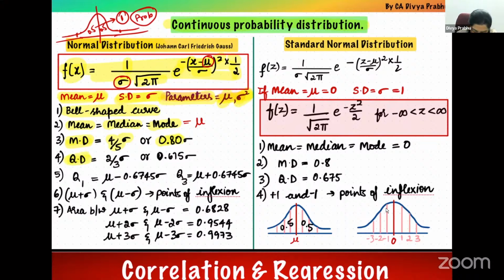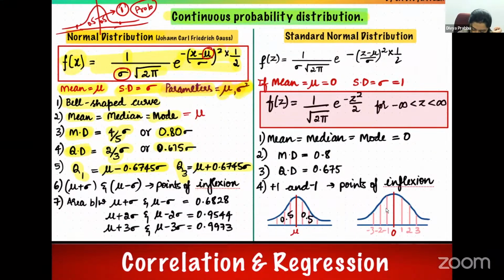Quartile deviation is 2 by 3 sigma or 0.675 sigma. Q1 is mu minus 0.6745 sigma. Q3 is mu plus 0.6745 sigma. Now see, some authors use 0.675 sigma, some use 0.6745 sigma. Either of them is okay. Check what options are given, try both. Whatever is giving you the answer, use that. So this can be 0.6745 sigma. It can be 0.675 sigma also.